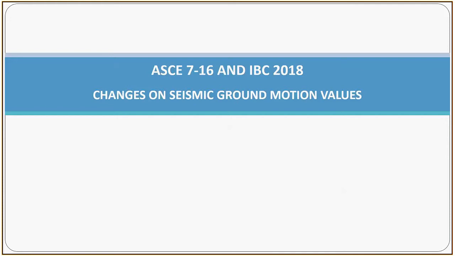This is Dr. Wei. Welcome to this class regarding the changes of ASCE 7-16, which is adopted by IBC 2018. This class is talking about section 11.4 for determining seismic ground motion values. Comparing to ASCE 7-10, this version has substantial changes. I hope this class could help you to understand this section better and maybe remove some confusions.